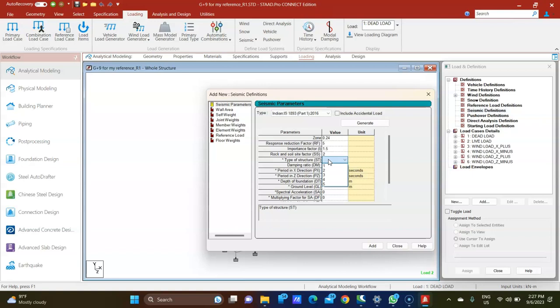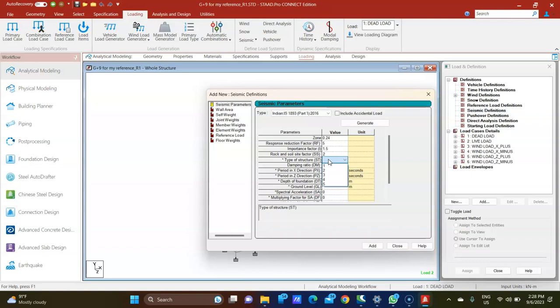The equation for the calculation of the time period is 0.09 H divided by root D. Right? So this expression means that we understand 5. Type of structure 5. If you put in the command type of structure 5, it means that we recall this formula, 0.09 H divided by root D. One for this expression is for RC moment resisting frame building: 0.075 H to the 0.75. And second one, 0.08 H to the 0.75 for RC steel composite building. 0.085 for steel frame building.